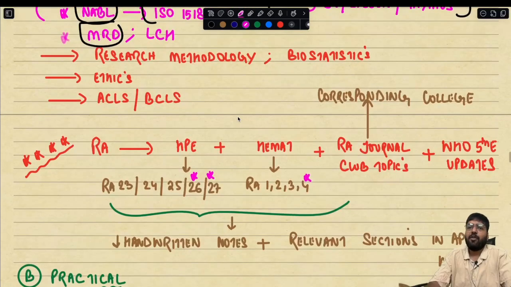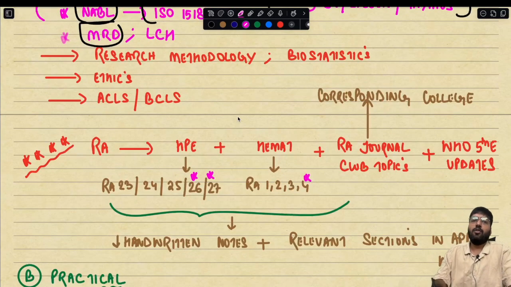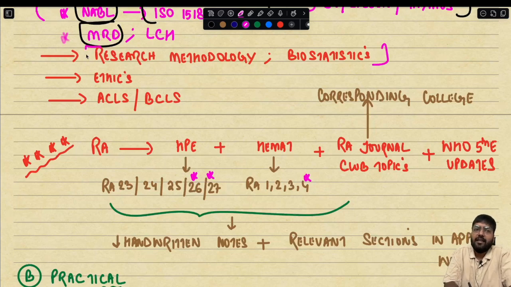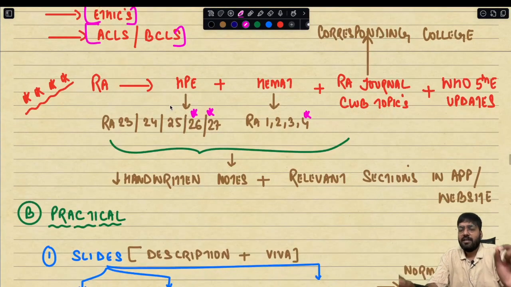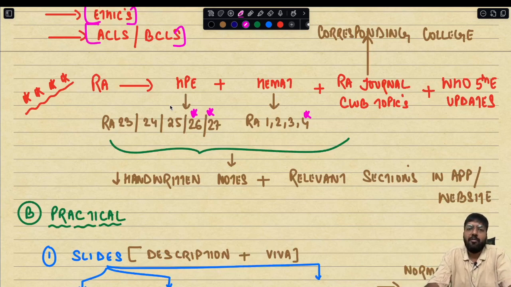Then apart from that, you already know when you are in the first year you are having an exam on research methodology and biostatistics. Okay, then some questions based on ethics might be there, and you have to complete a course on ACLS and BCLS also, okay, for your course as given by the NMC. Now coming to the recent advance, now remember recent advance in itself is a huge topic, and I will have to make a separate video on recent advances.